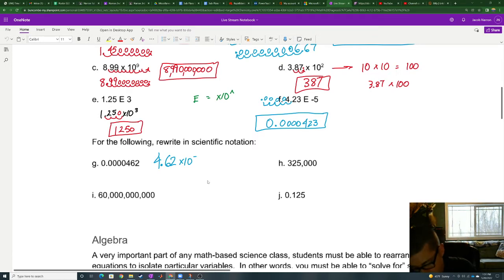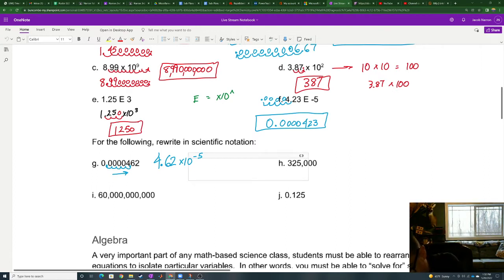The way I figure that out is, look, I want to move the decimal from where it is currently, see, I'm highlighting it for you, to right beside the 4, right? I'm trying to make 4.62. And so look, let's see how many places I have to move it. 1, 2, 3, 4, 5. I had to move it to the right 5 places because it's a small number. 10 to the negative 5. That's it. It's a negative because it's small. It's 4.62 because that's the format. That's how you do scientific notation. And it's negative 5 because we had to move the decimal place 5 times in order to put it where it needs to be. Let's look at H. H is a big number.